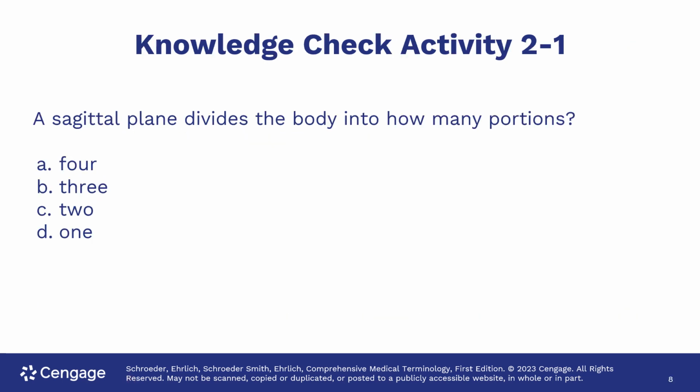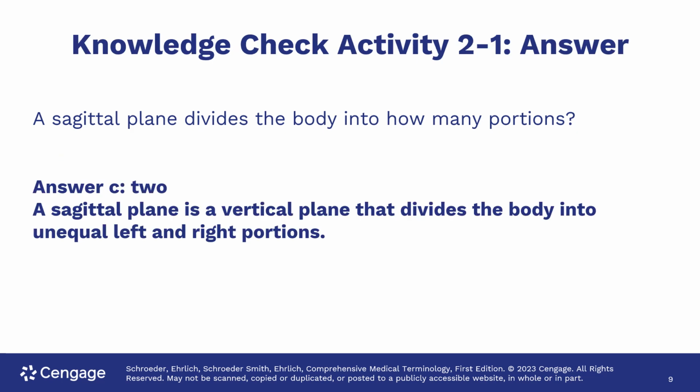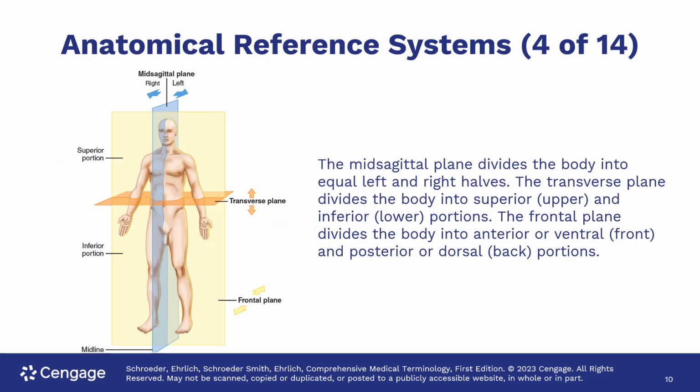A sagittal plane divides the body into 4, 3, 2, or 1 portions? 2, exactly. So the mid-sagittal plane equally divides the right and left halves of the body.